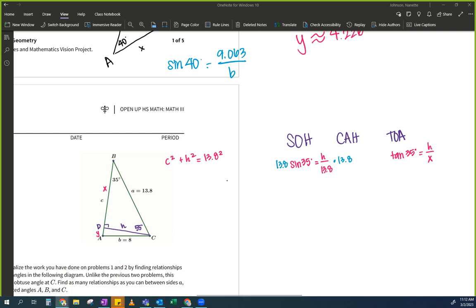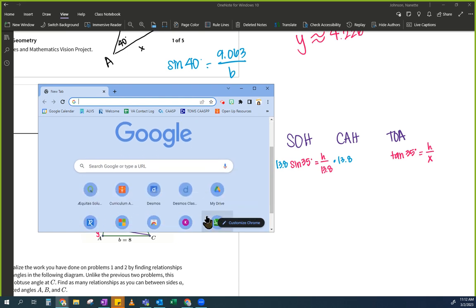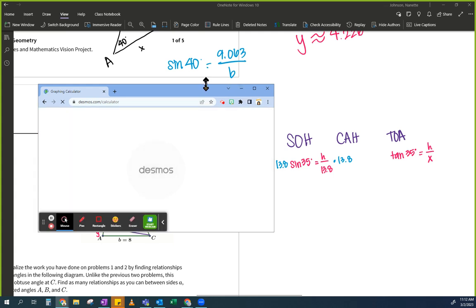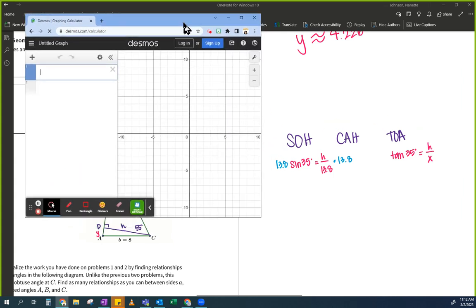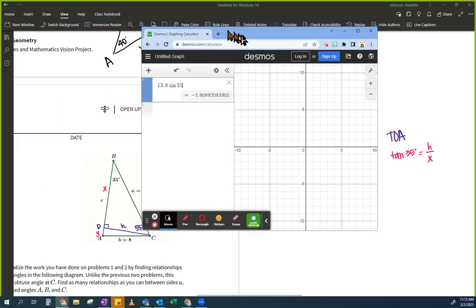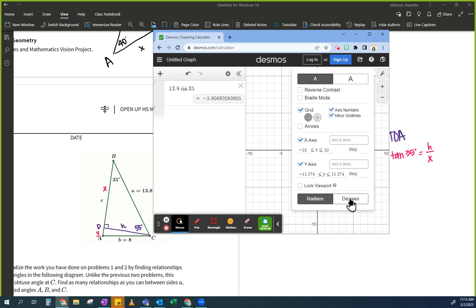Then I go over here to my handy dandy calculator, which I do not have open yet. So let me just grab it. What's the very first thing I'm going to have to do with my handy dandy calculator? Anybody? Very good. If you do not put it in degrees, you are going to be wrong. So watch. When I put 13.8 sine 35, this is the wrong answer. It doesn't even make sense. How could H be negative? That doesn't make sense. So you go over here, you hit the little degree symbol. Remember, Desmos is defaulted at radians. So I hit degrees and it automatically changes it.